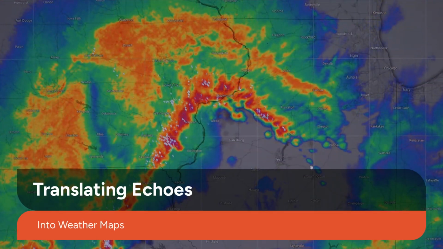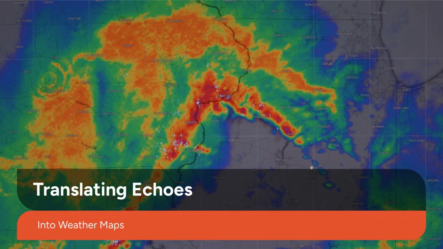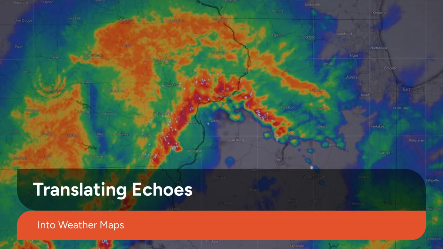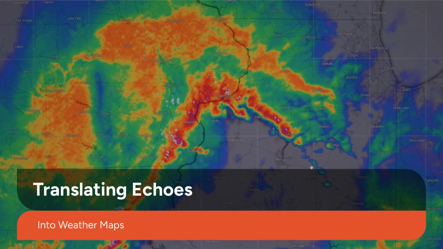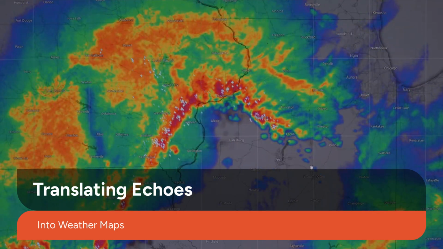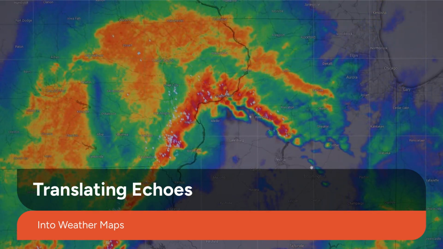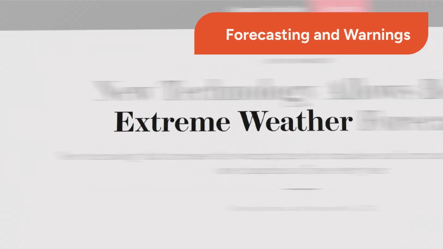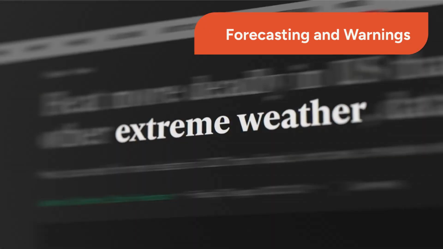In short, radar sends out a pulse, measures the time for the echo to return to determine distance, and analyzes the strength and phase of the echo to determine intensity and movement, translating it all into the colorful weather maps we see every day. This technology is indispensable for accurate forecasting and, most importantly, providing life-saving warnings for severe weather events like hurricanes and tornadoes.